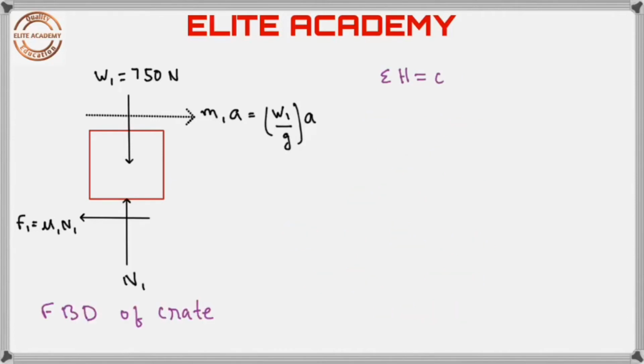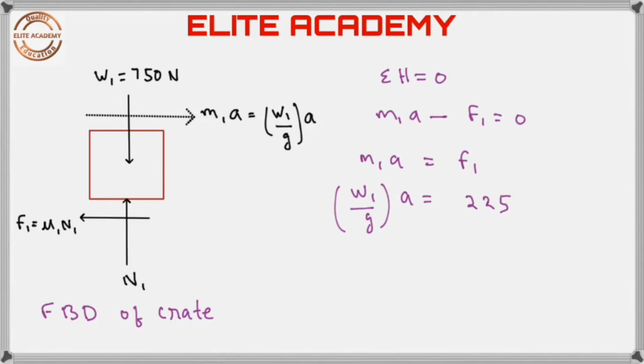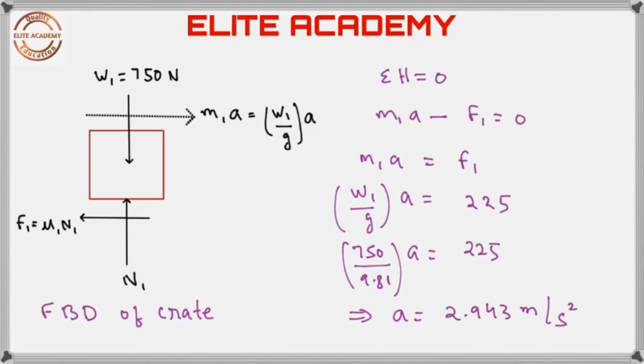For horizontal equilibrium, we have sigma H is equal to 0, M1 A minus F1 is equal to 0, or M1 A is equal to F1. M1 is W1 by g. So, W1 by g into A is equal to F1, which is 225. Here W1 is 750. So, 750 by 9.81 into A is equal to 225, which implies, if we calculate, we get A is equal to 2.943 meters per second squared.